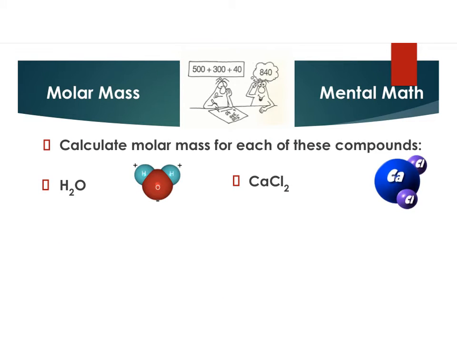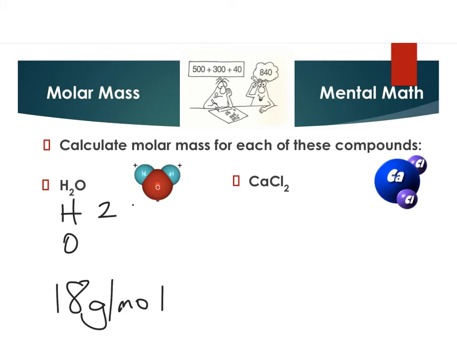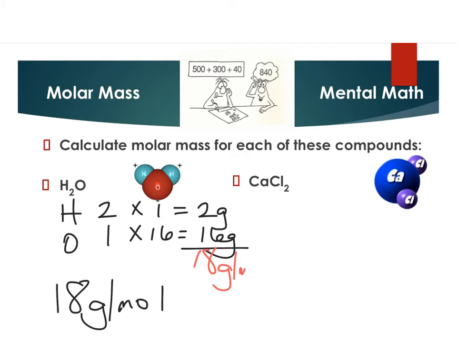We're going to try one on this page together. So here we have water, and everybody should know that water is, yes, 18 grams per mole, right? So we said we have hydrogen and oxygen. It's always important to list your elements. And you say, okay, I have 2 hydrogens times its mass of 1. Well, that gives me 2 grams. And oxygen, I have 1 times its mass of 16. So that gives me 16 grams. And I add it up, and lo and behold, I get 18 grams per mole.